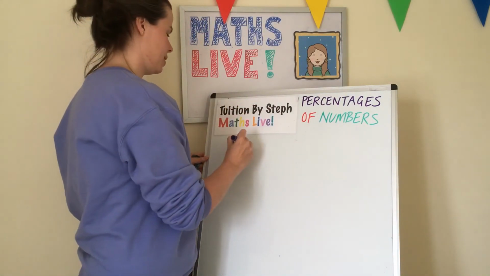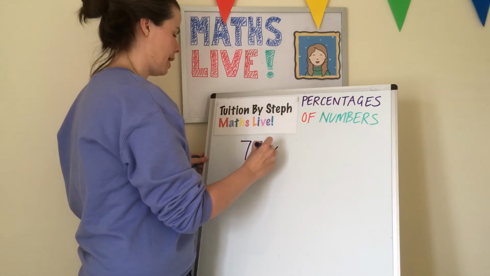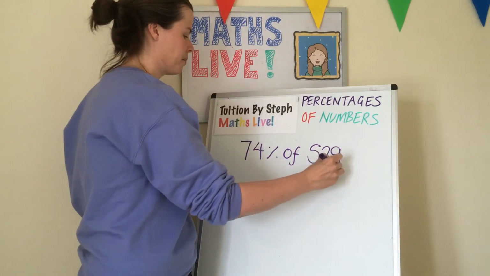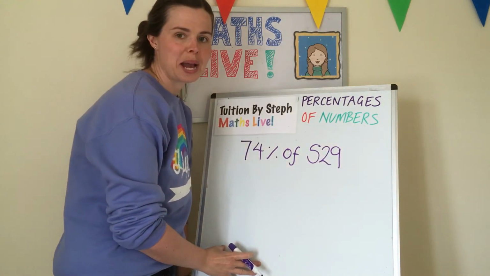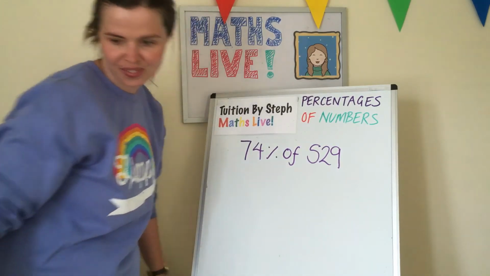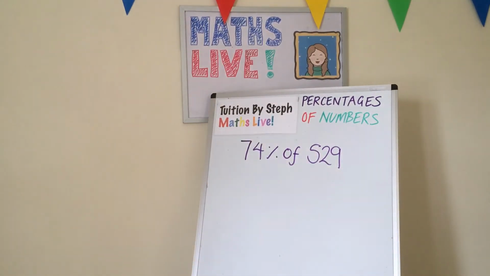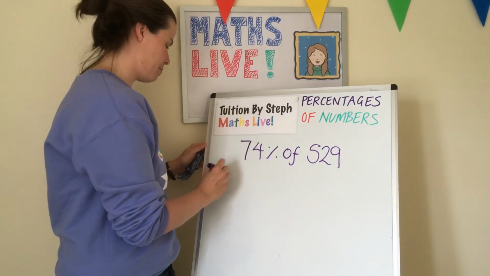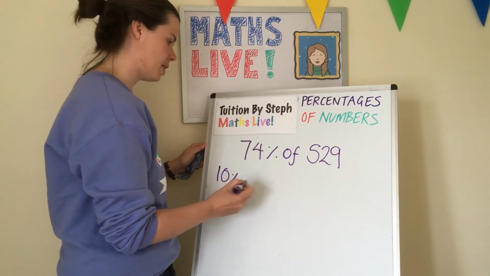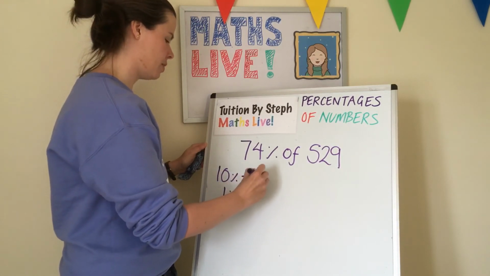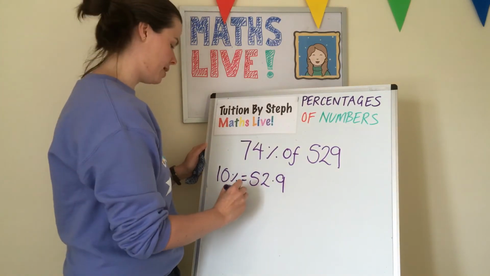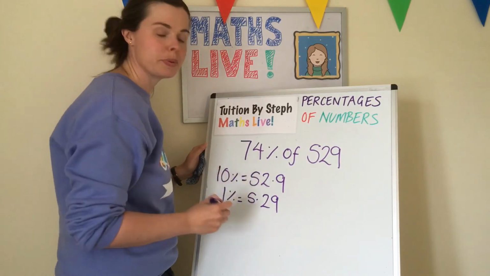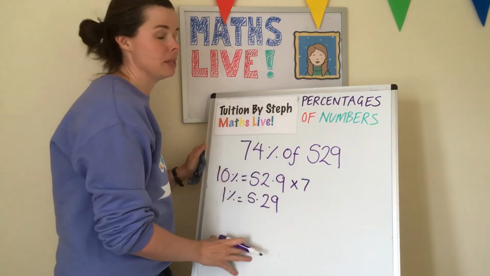I'm going to get you to find 74% of, let me think, 529. 74% of 529. Press pause now and give it a go. Okay, so let's see how you did. It's 10% and 1%. So 10% of 529 is 52.9. 1% of 529 is 5.29. We don't want 10%, we want 70%, so we will end up timesing that by 7.